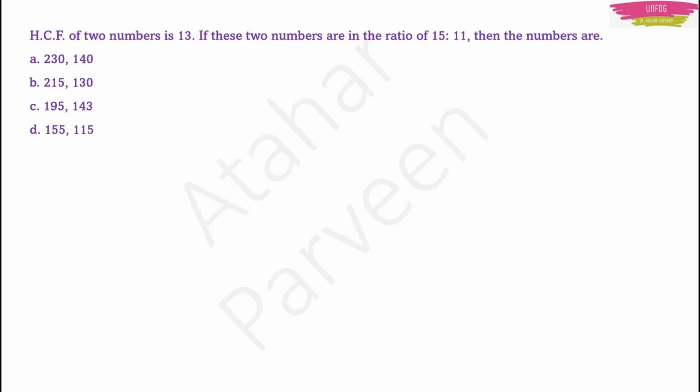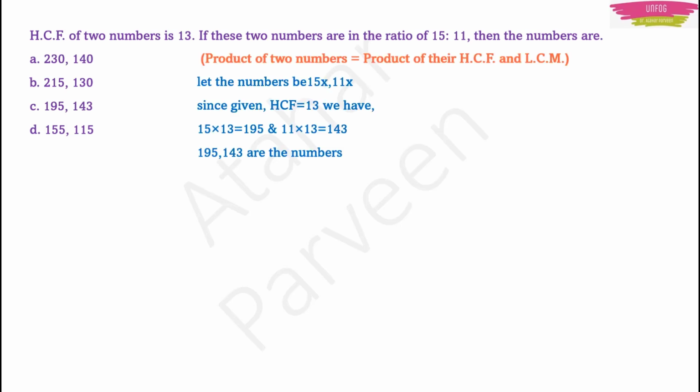Next question. HCF of 2 numbers is 13. If these 2 numbers are in the ratio 15:11, then the numbers are. Here they have given you the HCF and the ratio of those 2 numbers. Let those 2 numbers be 15x and 11x because they are telling about ratio, right? Now you can multiply 15 with 13, you get one number. Multiply 11 with 13, you get another number. Because the product of 2 numbers is equal to the product of the HCF and LCM, right? So you will get these 2 numbers. So here option C should be the right answer.